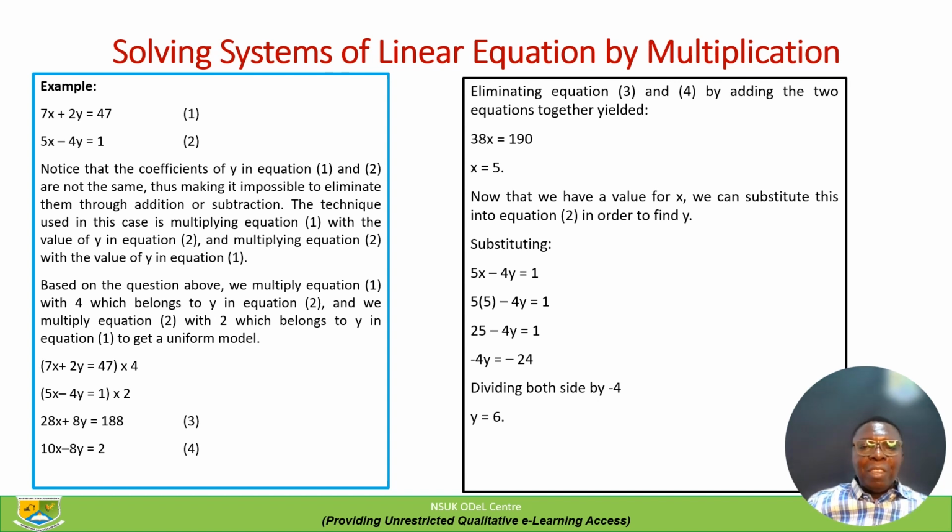So substituting this in equation 2, we say 5x minus 4y equals 1. We put 5 in the place of x, which is the answer to x, minus 4y equals 1. So 5 times 5 will give you 25, minus 4y equals 1. If you collect the like terms, we have minus 4y equals minus 24. Divide both sides by minus 4. So what we have there will be y equals 6, because minus cancelling minus, 4 into 24 will give us 6.